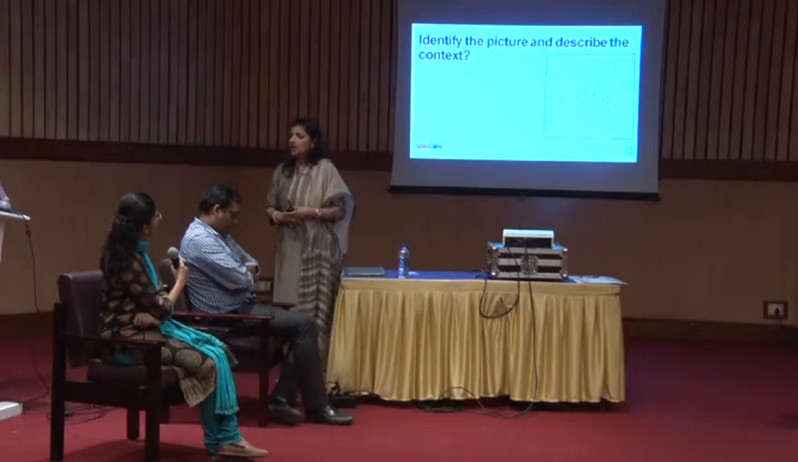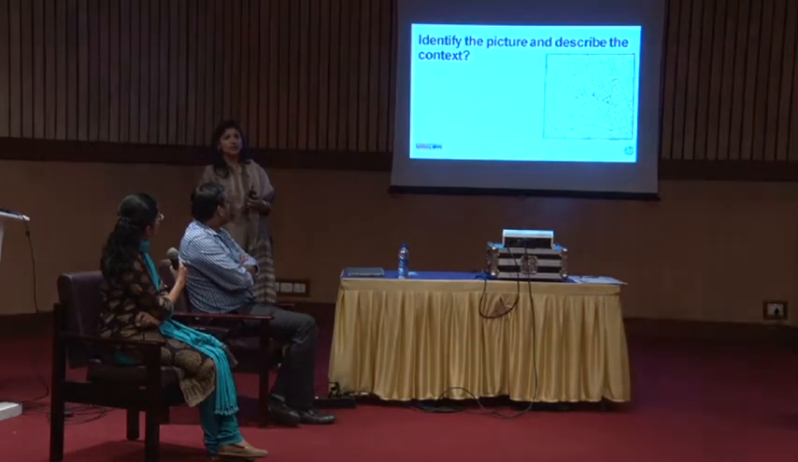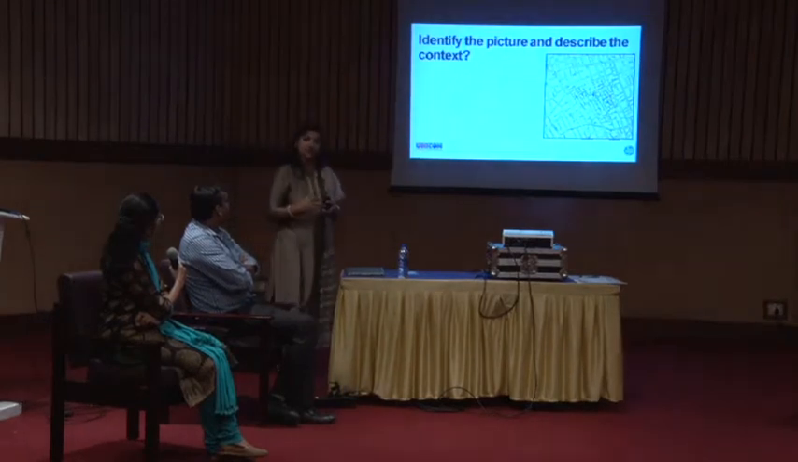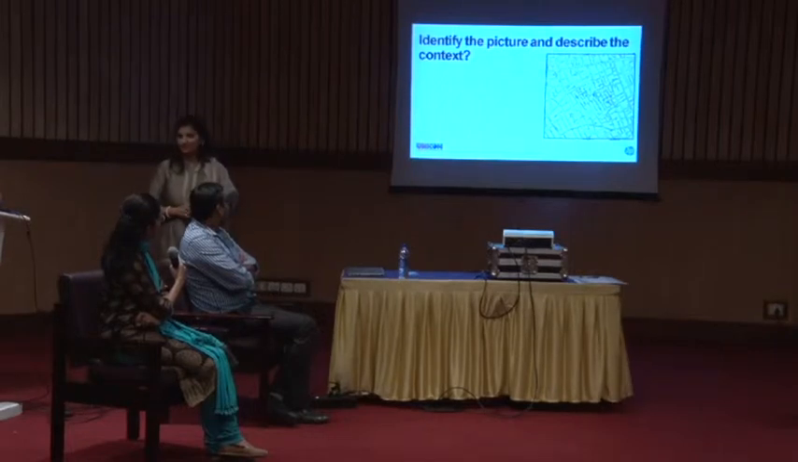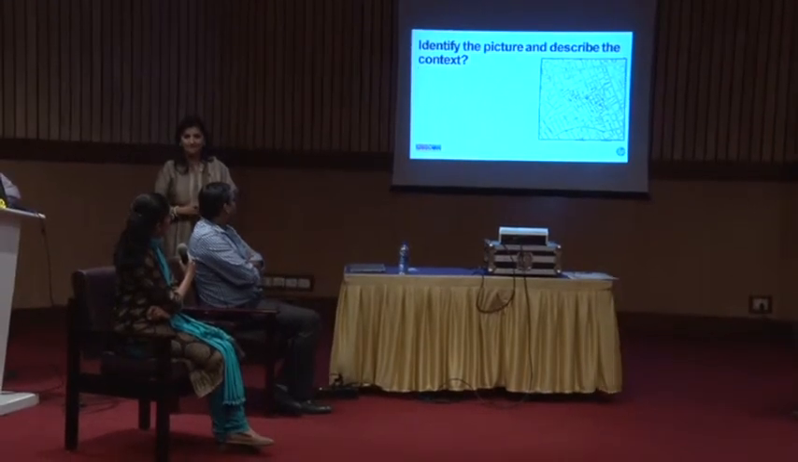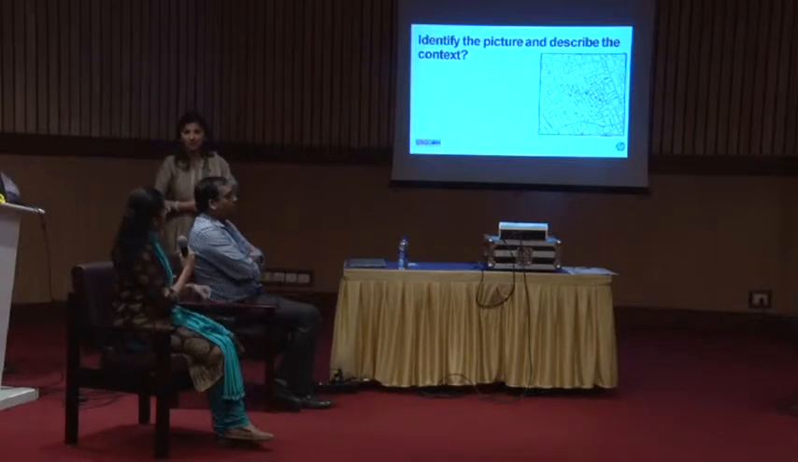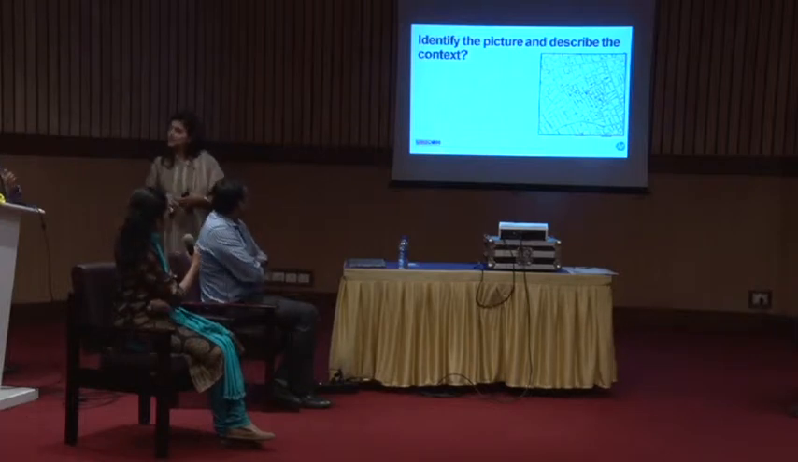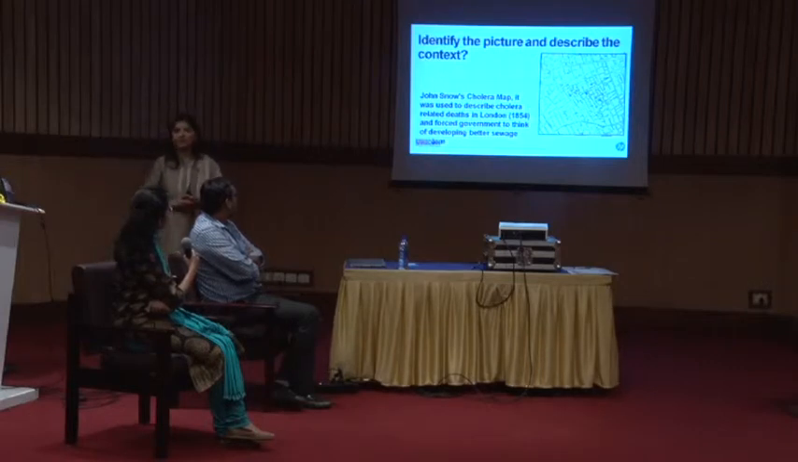The next question. Can you identify this picture and describe this context? It's a very, very famous visualization that is used in the analytics world. It's of course a map. Yes, a map to indicate what? To indicate traffic. Time, so I think no. Would you want to try the next question and come back? Yeah, sure. Okay. This is a map. This is John Snow's cholera map, and it was used to describe cholera-related deaths in London.